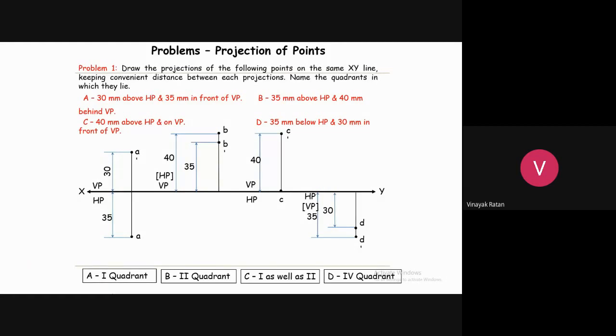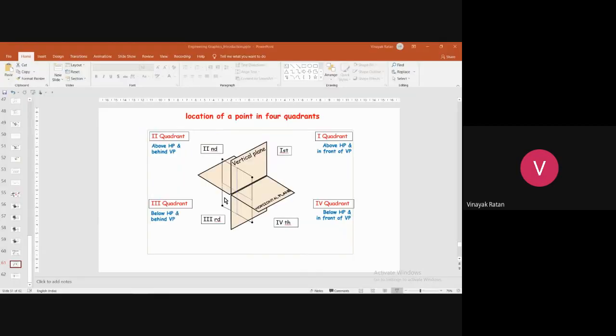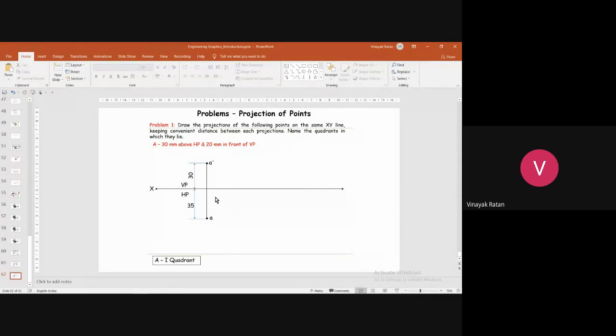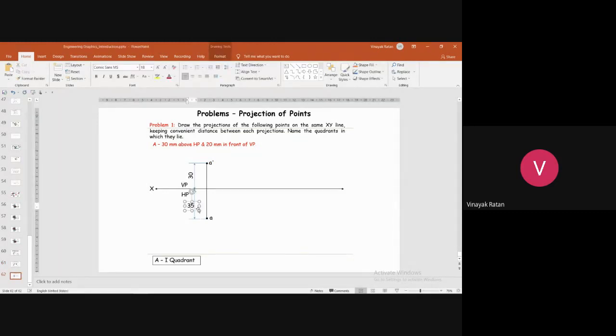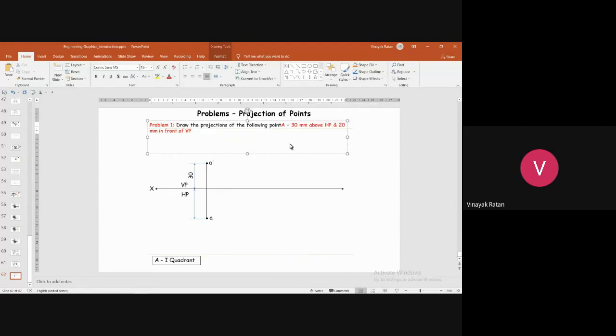Let me just come out of this and keep it. Just take down this question. Same thing, only I've taken point A. Point A is 30 mm above HP and 20 mm in front of VP. Draw the projections of the point A, 30 mm above HP and 20 mm in front of VP.